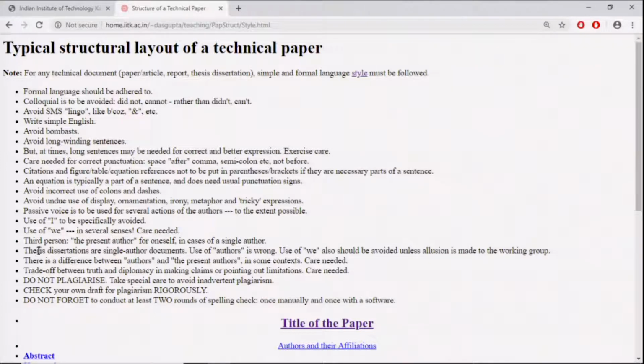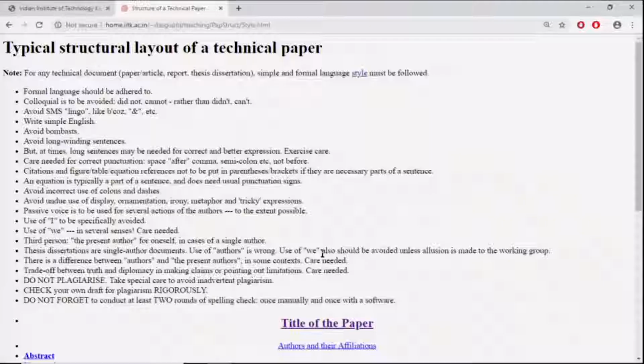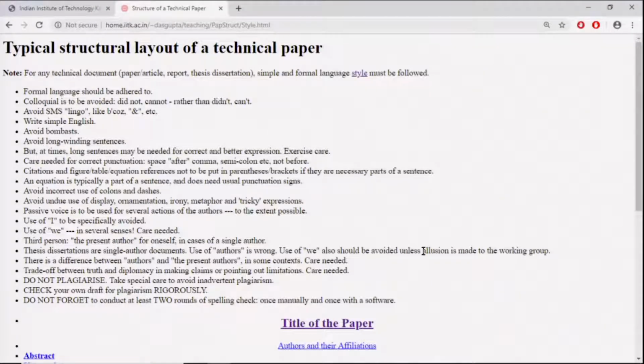Okay? Now, another important issue that has to be borne in mind is that thesis dissertations are by their very definition single author documents. Okay? So, their use of authors is totally wrong. Use of we also in the first person plural sense is meaningless. Use of we in first person plural can be made when the author is talking about the research group, okay, rather than oneself alone. So, use of we also should be avoided unless allusion is made to the working group rather than alone the author. Okay? And one has to always keep in mind that a thesis dissertation is a single author document.